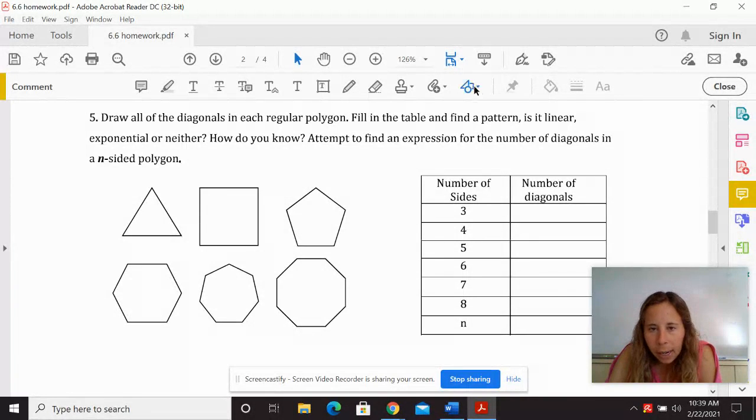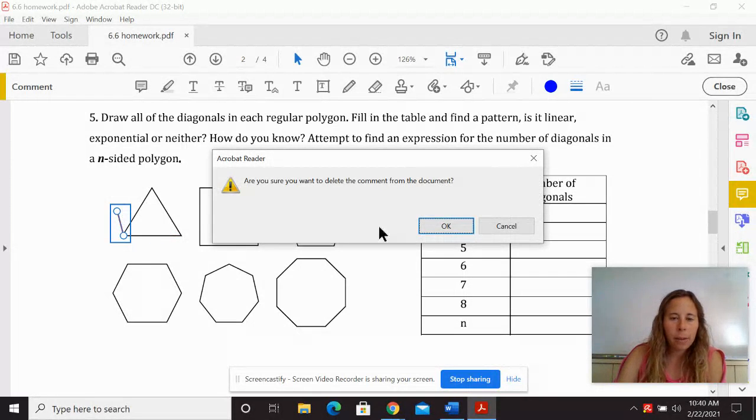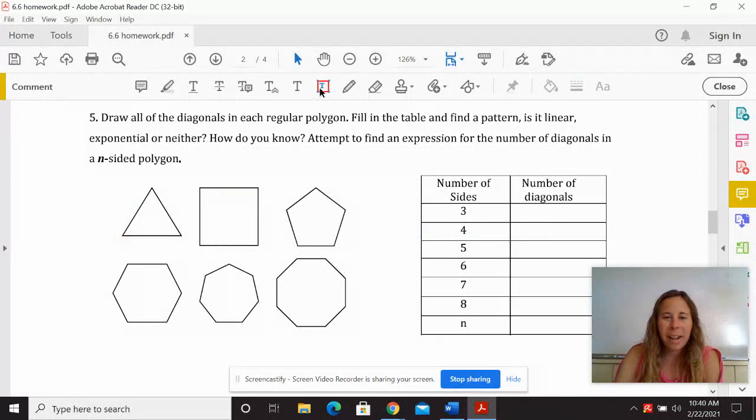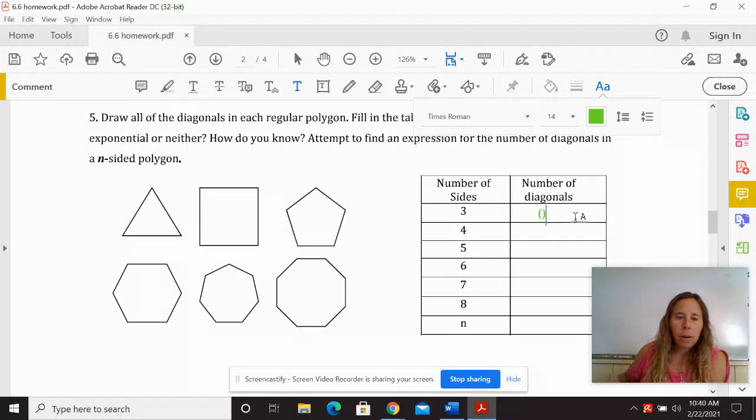Okay, so diagonals just go from the opposite vertex to the opposite vertex. So if you're looking at a triangle, here's a vertex, and then it doesn't have an opposite vertex. Uh-oh. Okay, so triangles do not have any diagonals. Vertex to vertex, that's not a diagonal, that's part of the shape. So triangles do not have any diagonals. None.